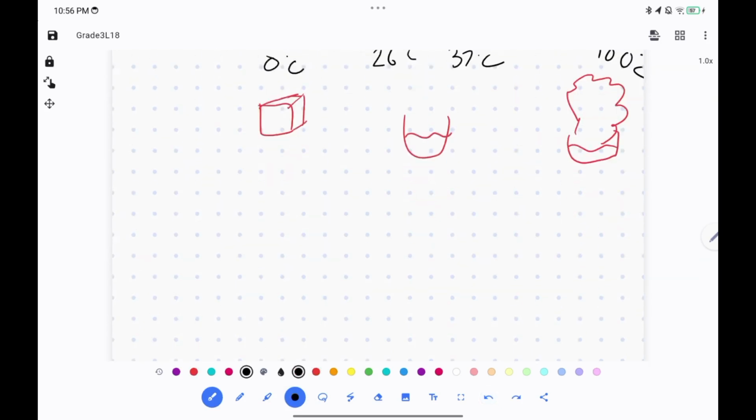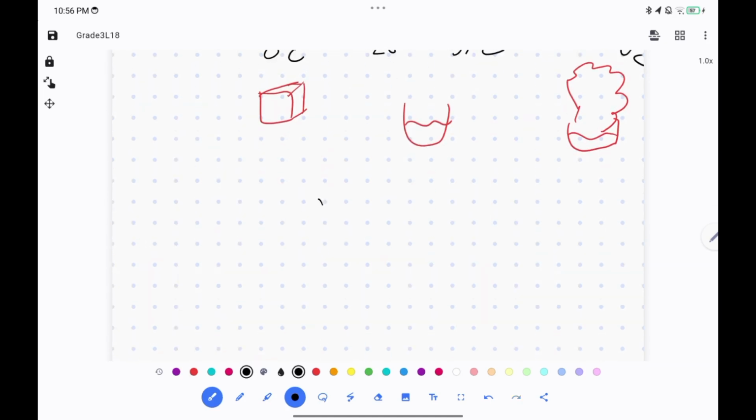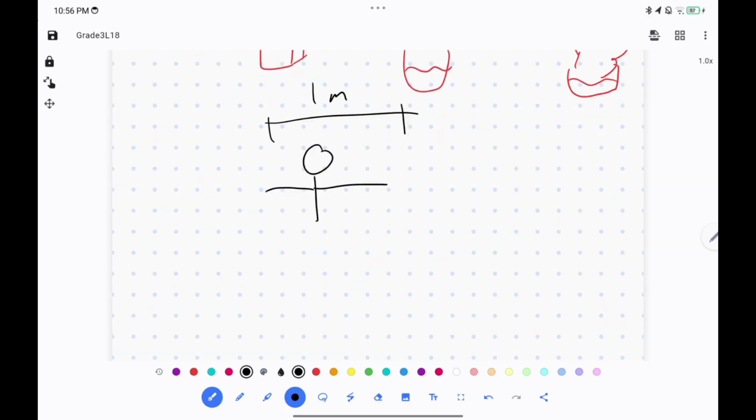And just to give you an idea of what meters look like, one meter is about the arm span of a guy. So that's about 1 meter. And that's also about, or no, 2 meters, sorry, 2 meters, I think. Let's double check this. Yeah, it's about 2 meters-ish.